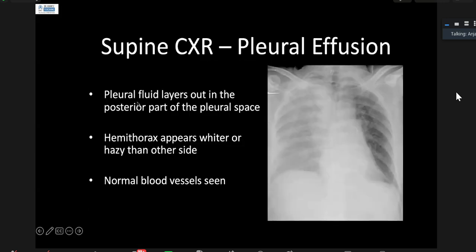Okay, so pleural fluid layers out in the posterior part of the pleura. The hemithorax will appear whiter or hazier than the other side. And through that, you are seeing all the normal lung markings, which will not happen if there is a consolidation or a collapse or any other lung pathology. Okay, so these are clues. Through this haziness, you are clearly seeing the lung markings. So that is the clue to say this could be an effusion in the supine position.